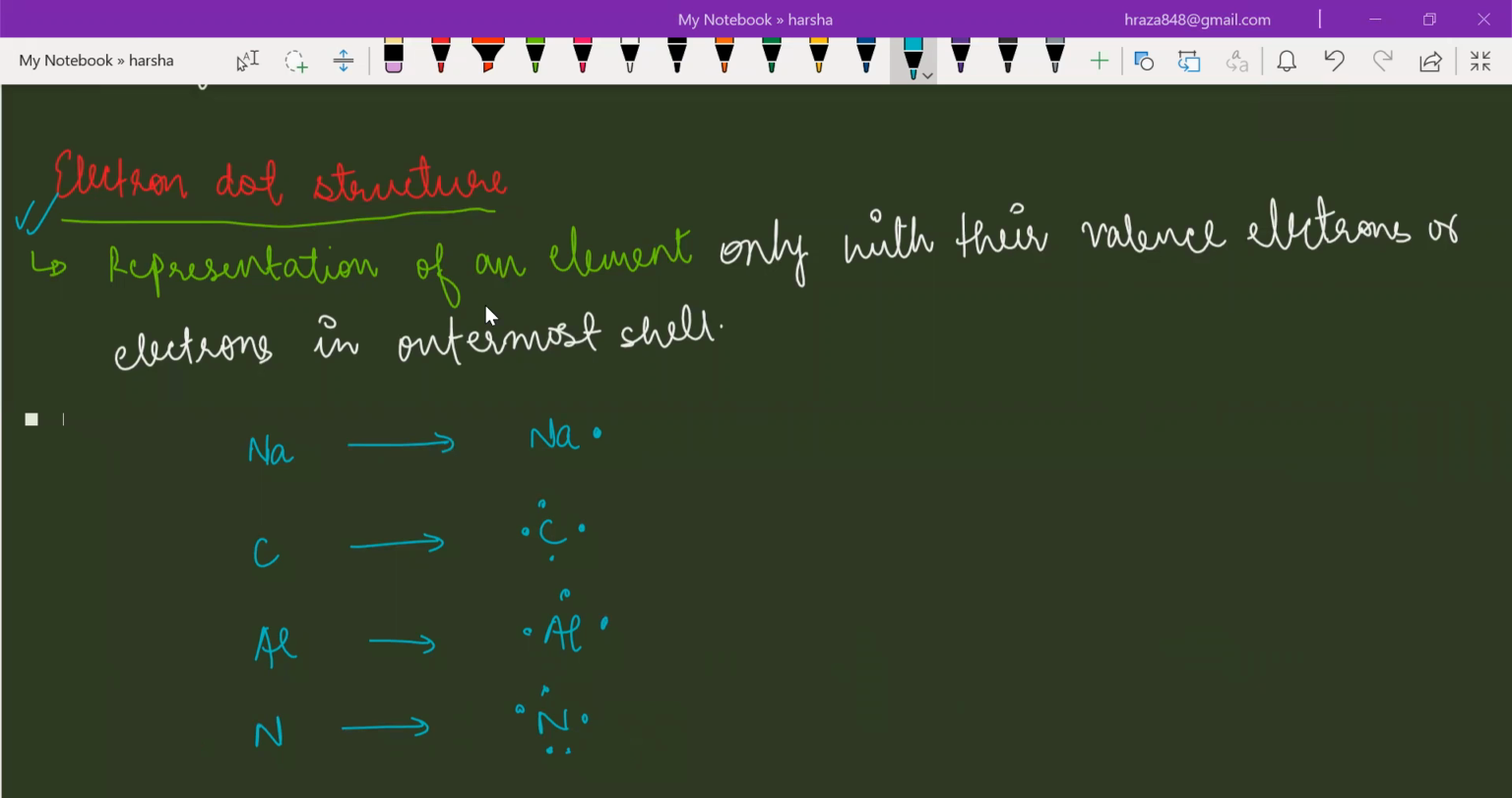Thank you so much. In the next class, we will learn how to draw the electron dot structure of a covalent compound. And we will also define covalent compound as well as covalent bond. It's a very interesting and easy chapter, and most importantly, very important for your exams.